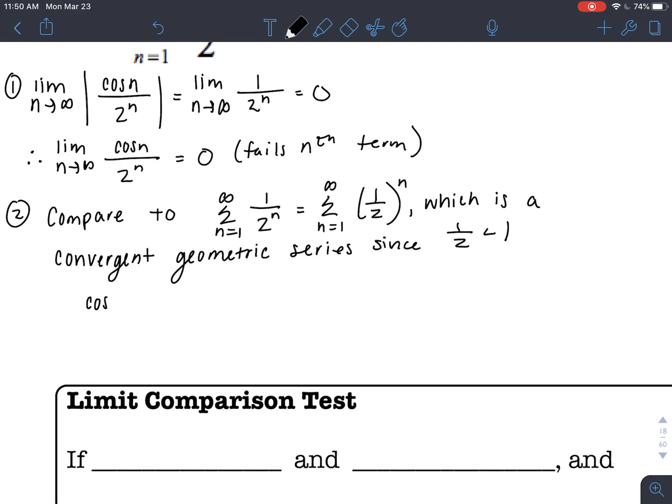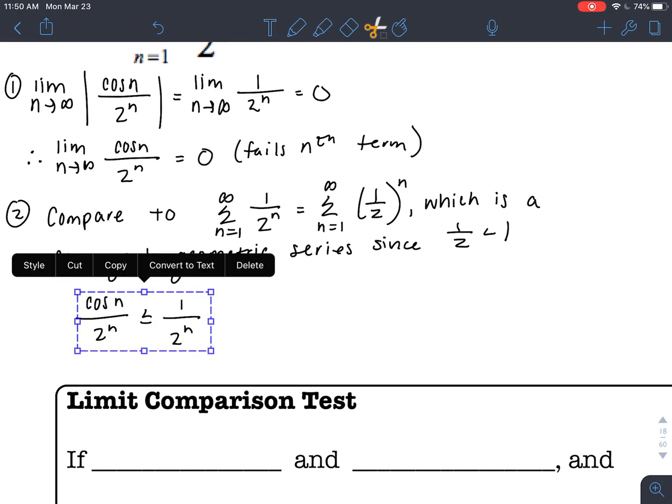Okay, so now we just want to show that the cosine of n over 2^n is always going to be less than or equal to 1 over 2^n. And remember, if we have a convergent series, we want the series that we know, the convergent one, to be bigger than the one that we're testing for.